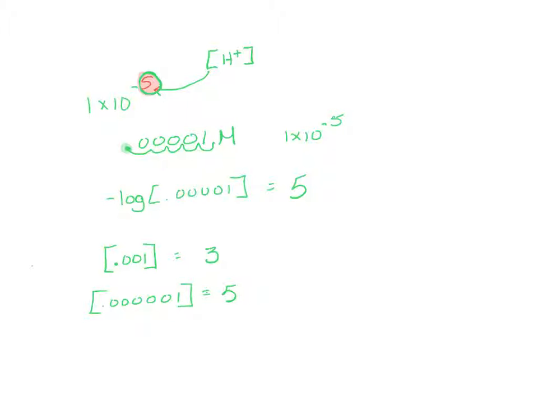That would be a pH of 5. Okay, two examples: 1 times 10 to the negative 3, or 1 times 10 to the negative 5. And these numbers are the pH. All right, let's see what we got next.